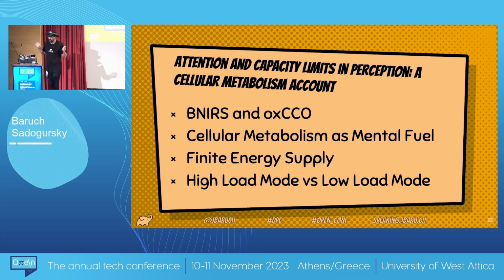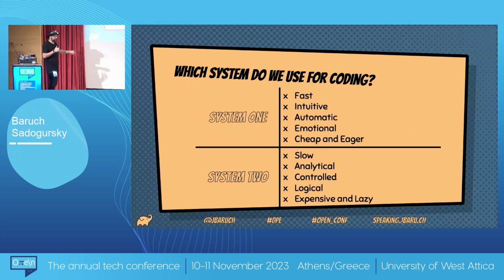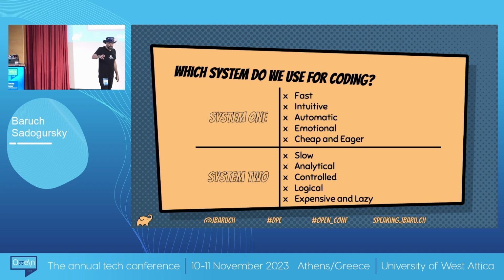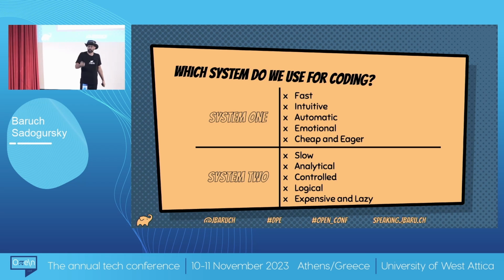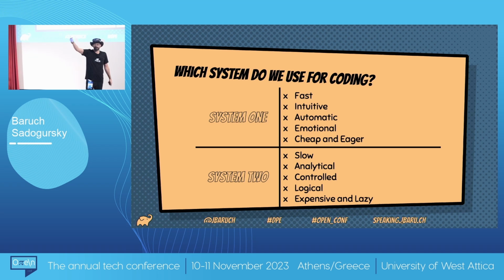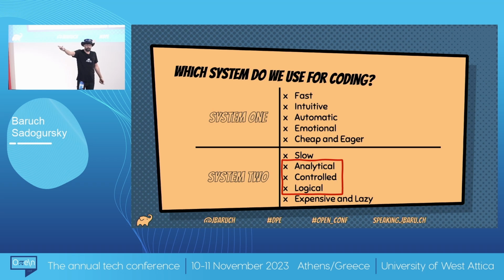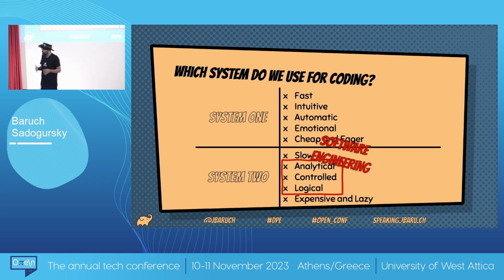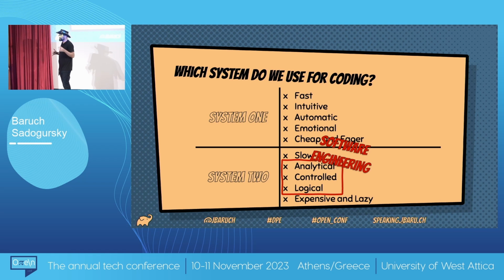So this is brilliant. Now, getting back to our comparison with System 1 and System 2. What skills do we need for software engineering? Analytical, logical, controlled. Those three are software engineering. So basically, it's very clear that software engineering is System 2. And as we spoke, System 2 is expensive.